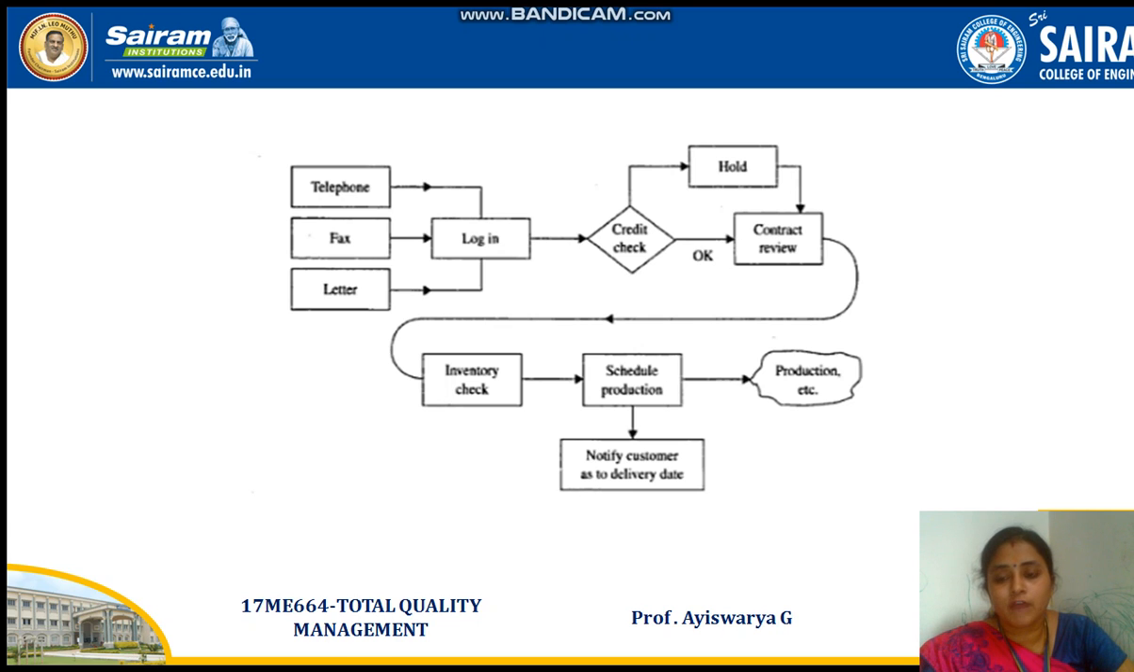For example, they have taken telephone, fax, letter. All together they are logging in, and you can see how they are checking, what contracts are made over the company, and inventory check and schedule production, everything is mentioned here. This is a general flow type, what the company will be following. But the major disadvantage of using this particular process flow diagram is that you cannot get smaller items; they will not be brought to your notice.